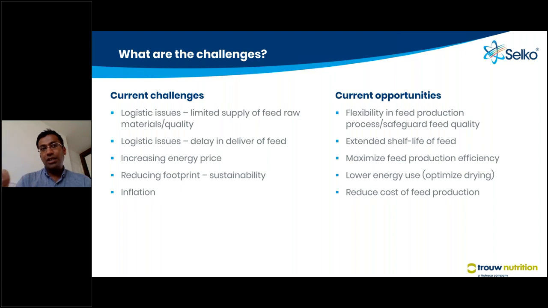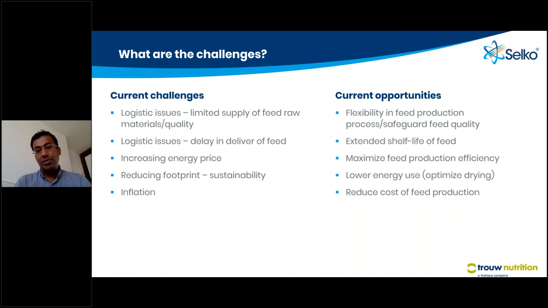These are general challenges, but currently there are challenges with logistics in terms of getting the right raw material, the right quality of raw material, also delivering the quantity of feed, and also increasing energy prices. We touched upon that, and also the overall sustainability. We want to reduce our footprint in our feed production, and of course the price.